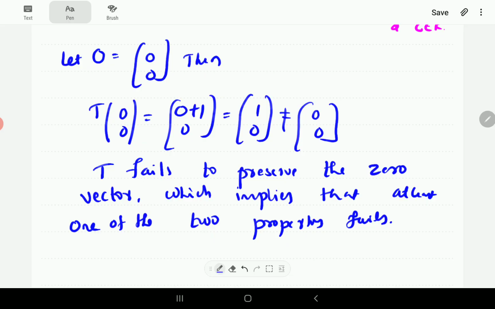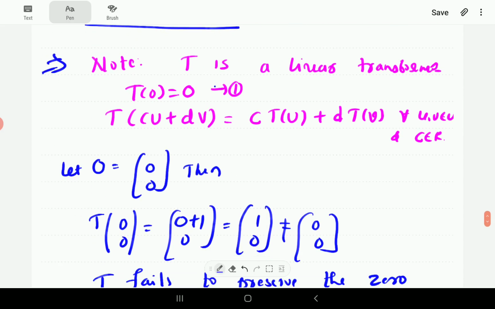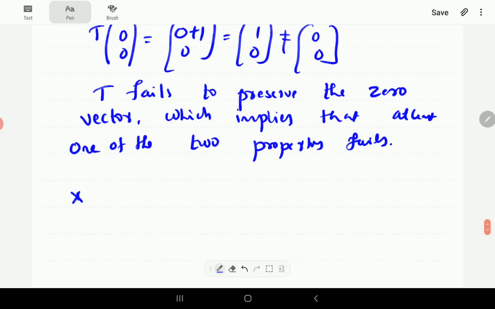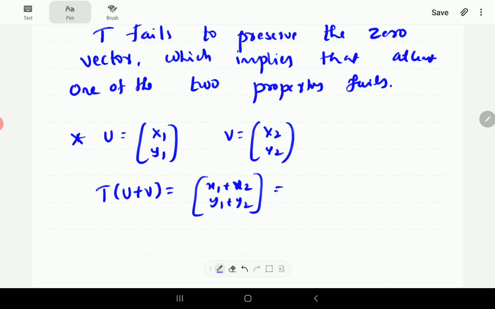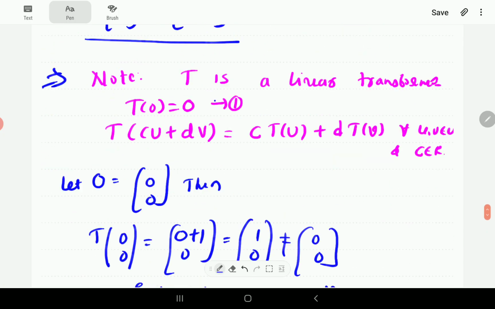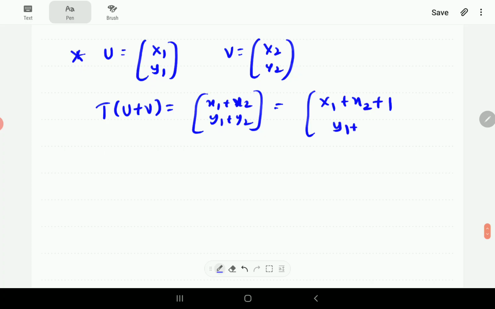If you want, you can just check by taking elements. For example, let me take u as (x1, y1) and v as (x2, y2). This is enough to say, but if you want to check, I'm doing this one. T of u plus v is T of (x1 plus x2, y1 plus y2). How is it defined? It is defined as (x1 plus x2 plus 1, y1 plus y2), because that's how it is defined.